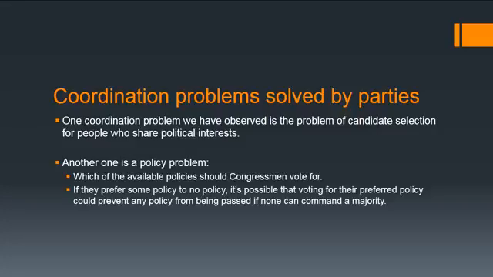Now, one coordination problem we've observed is the problem of candidate selection for people who share political interests. But another one is a policy problem. Which of the available policies should congressmen vote for? If they prefer some policies or no policy, it's possible that voting for their preferred policy could actually take votes away or prevent any policy from being passed if none of those policies can command a majority.